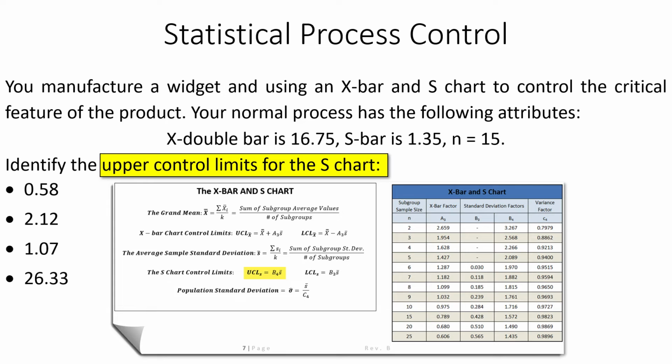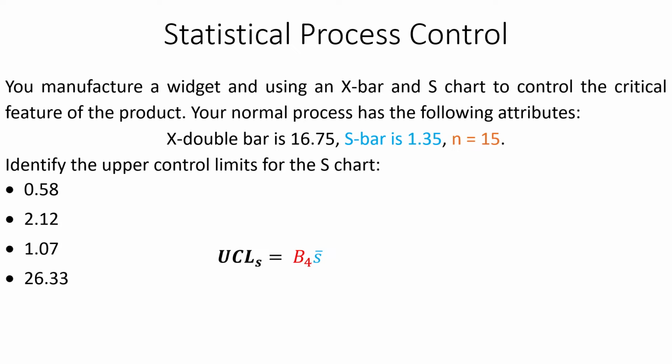Now again, if we go back to that exam day cheat sheet, what you're going to find is that for the X bar and S chart, I not only give you all of the equations for the grand mean and the control limits for X bar and the control limits for S bar, I also give you all of the constants that you'll need to actually perform this calculation. You'll notice here that for the upper control limit for the S chart, we need to know the B4 factor. Okay, so I'm going to show you how to do that here in just a second.